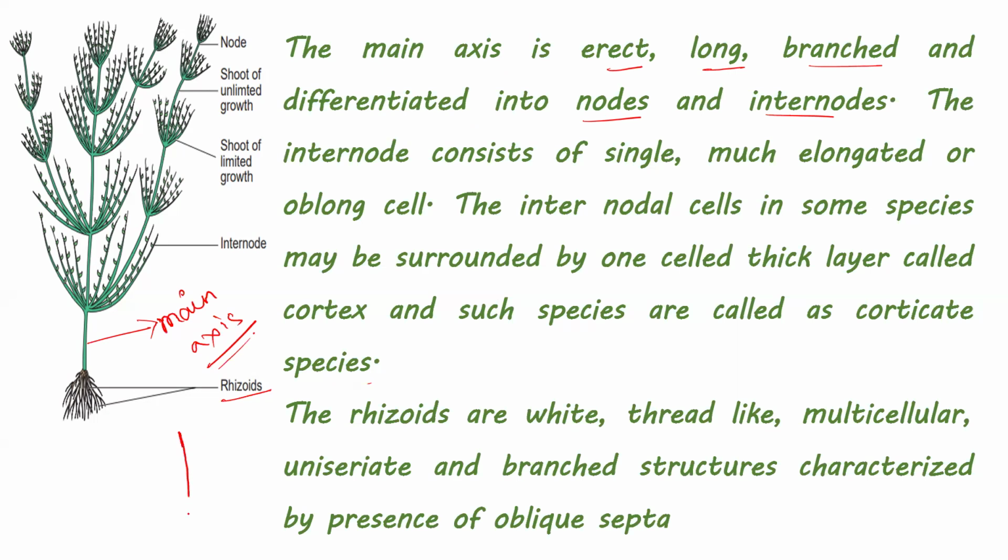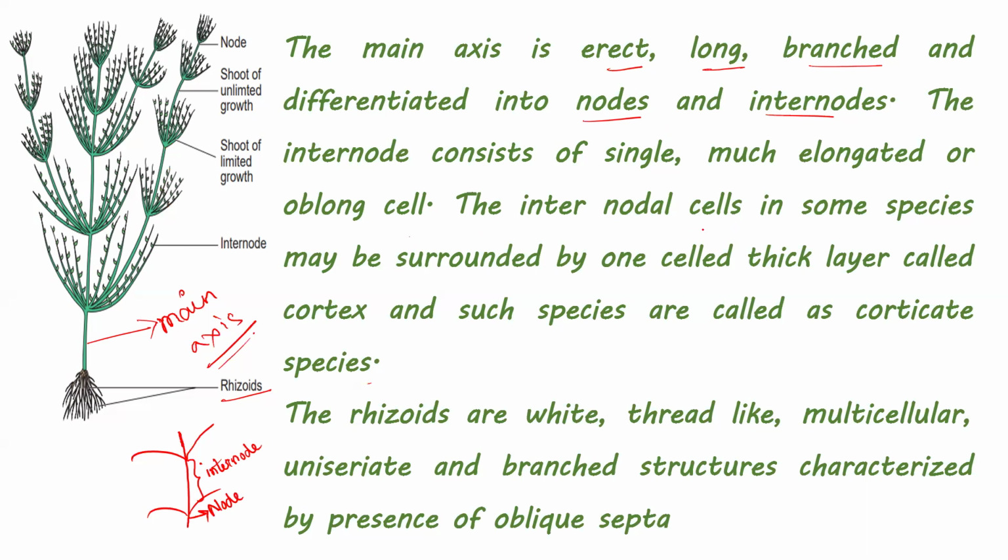See, this is the main axis. It has branches coming out from here. The point from where branches come out is the node, and the space between two nodes is the internode. Clear? See, this is the nodal region and this is the internodal region. The internode consists of a single, much elongated or oblong cell.